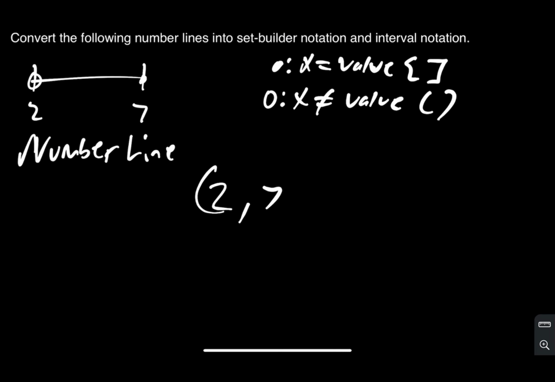And then we have 7. 7 has a shaded endpoint. x can be exactly 7, so we use a bracket there. So that's your interval notation. Now the last thing we have to do is create the set builder notation for it.